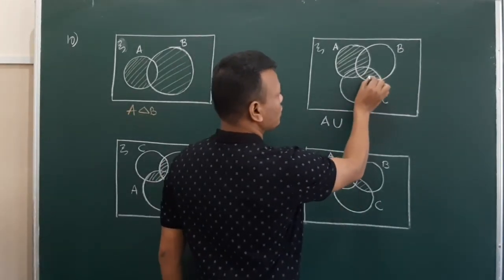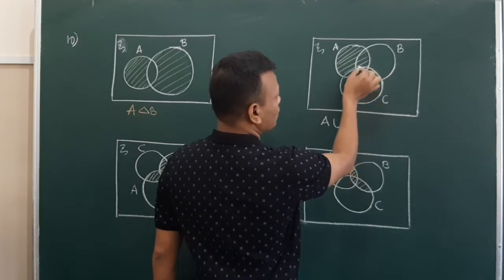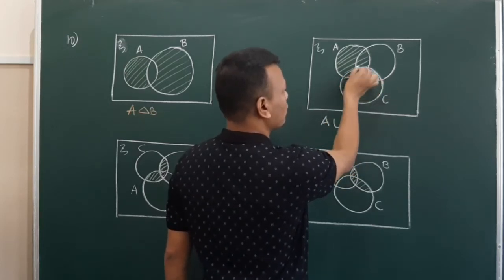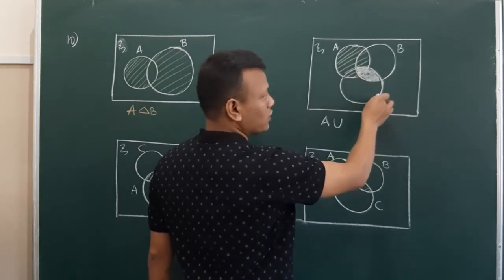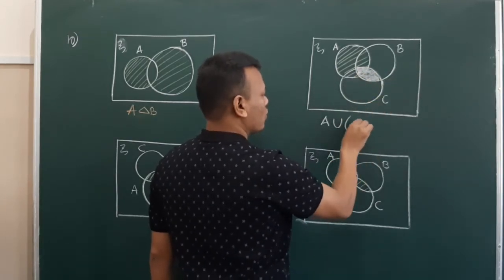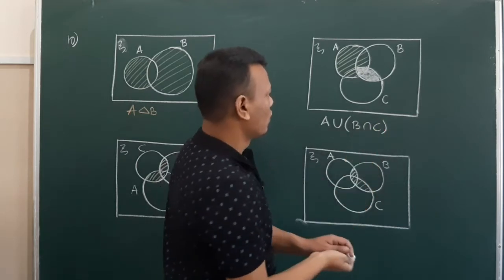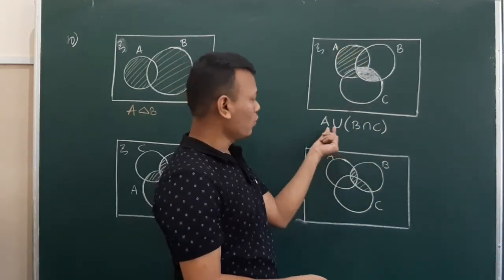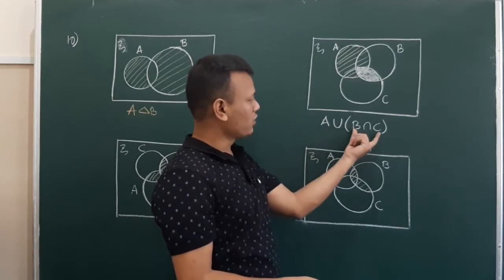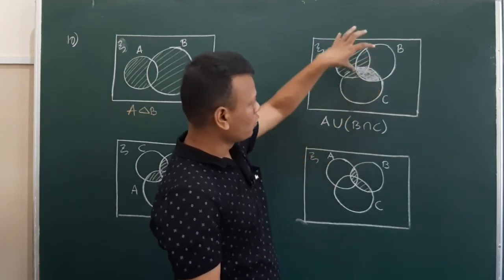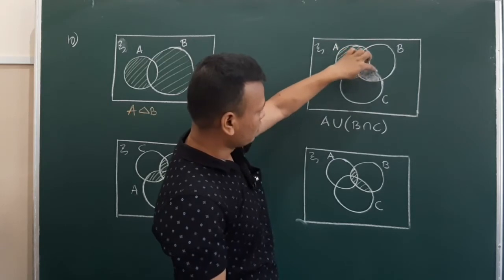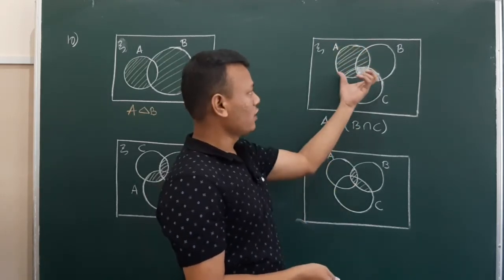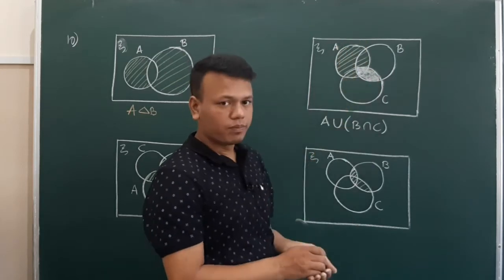Alright. Now what is this part? Now we don't know what this part is. So let's take all these parts, this full thing. And what is this actually? This is your B intersection C, isn't it? So this represents this set. So A union with B intersection C. So I am taking union of this with B intersection C, that is this much. So this will be your set for this Venn diagram.